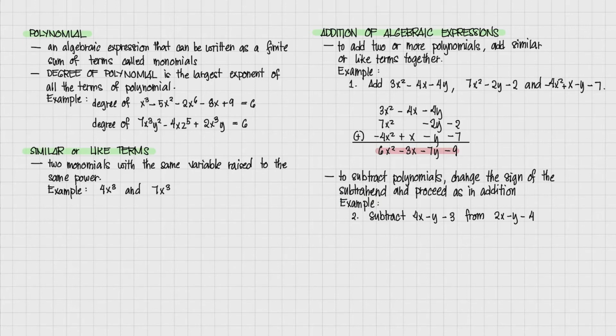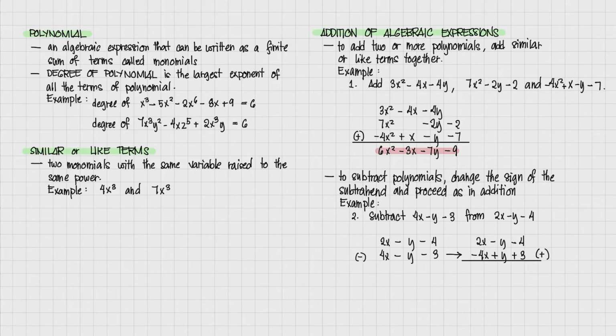So this is 2x minus y minus 4. Then we're going to subtract 4x minus y minus 3 from that. Now before we proceed, we need to change the signs of our subtrahend. So you'd have negative 4x plus y plus 3. Then you have positive 2x here, negative y, negative 4. And then we're just going to proceed with addition.